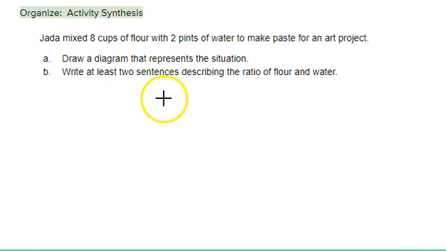Okay, one more for you. I want you to explain this in a sentence or two. It says at least 2 sentences, but I just need at least a sentence in the answer box over there of how you could explain Jada mixing 8 cups of flour with 2 pints of water.